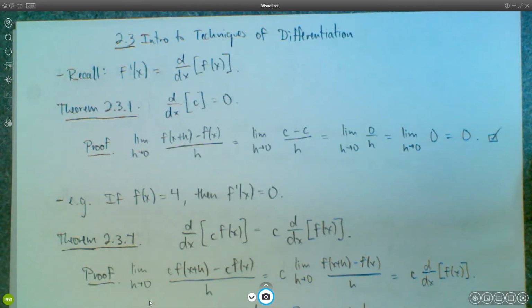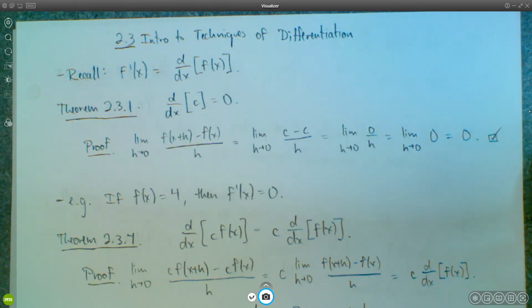Alright, let's talk about 2.3. This is an introduction to techniques of differentiation, and pretty much the rest of the chapter is going to be about different differentiation techniques. But this is where it really starts to get fun, in my opinion. This is where calculus really starts to get fun.